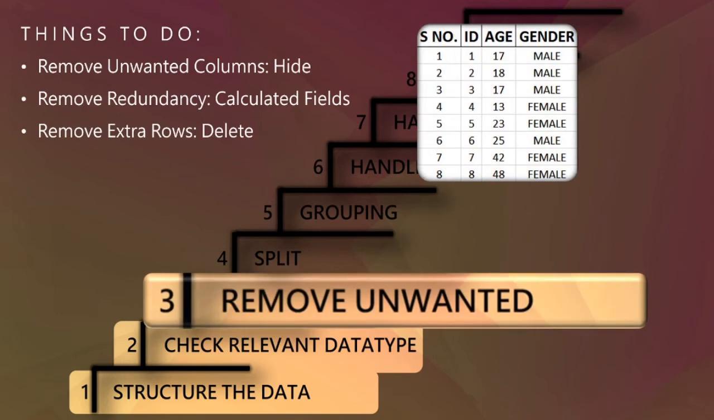Further, we have remove unwanted. In this step, extra columns and rows would be removed. Besides that, redundant values would also be removed from the data cleaning. As seen in the picture, the column of serial number is not required, and it is similar to the ID column, so it should be removed from the dataset.